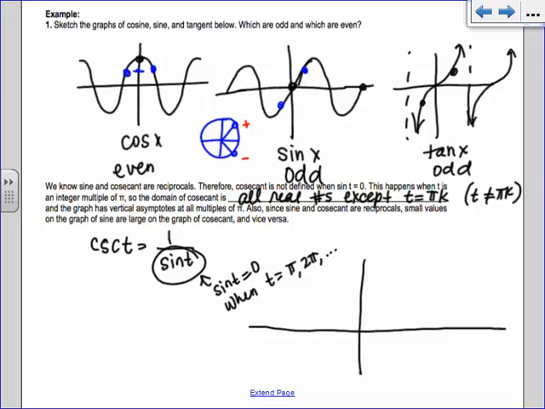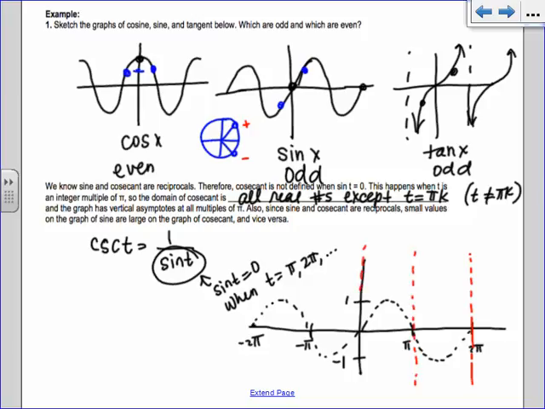Okay, so what I'm going to do is, maybe with a dotted line, draw in what sine is. Okay, so sine goes to 2 pi. This was pi, negative 2 pi. Okay? And every time I cross the x-axis, that's where cosecant is going to have an asymptote.